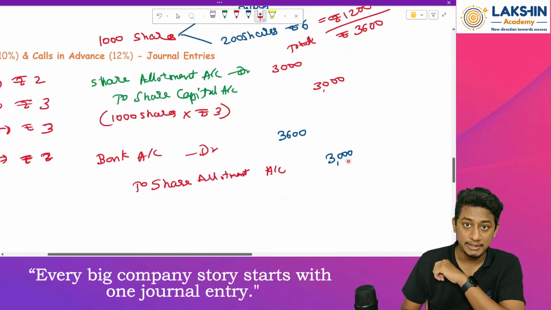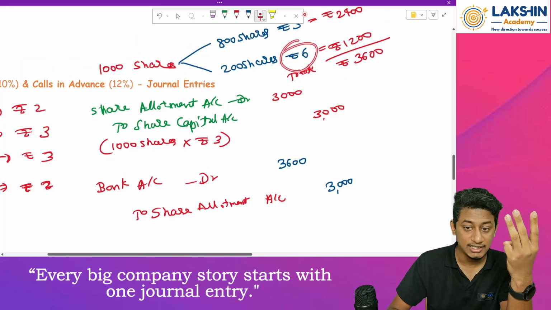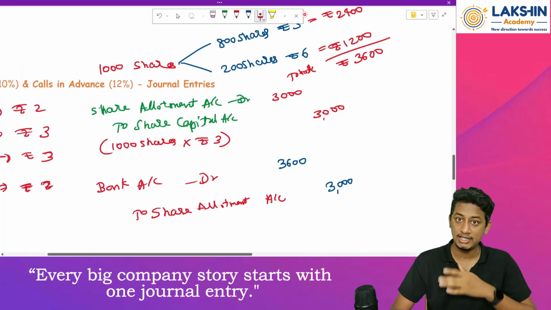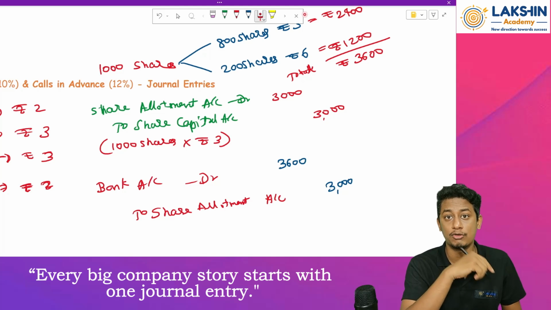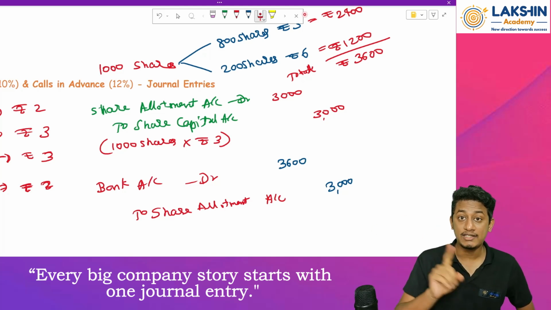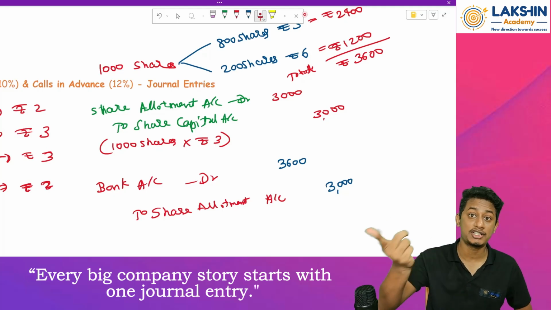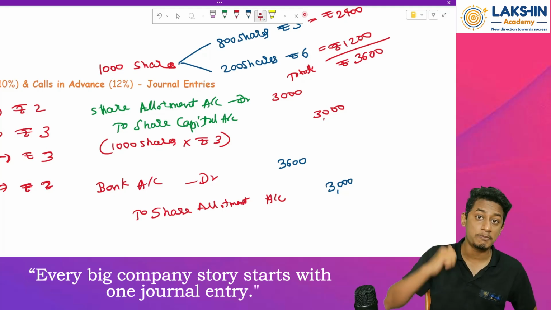Did I call for the money? Did I call for rupees 3 extra? Out of rupees 6, 3 rupees is for allotment. Okay, I have called the money, he paid me rupees 3. But why did he pay me 3 rupees extra? Did I call for the money? No. That means it's a liability. That means I have the money which is not my money yet. When will this be my money? Whenever I make the first call or the final call. Did I make the call over here? No. I am still in the allotment procedure.